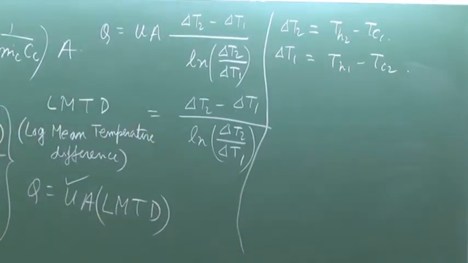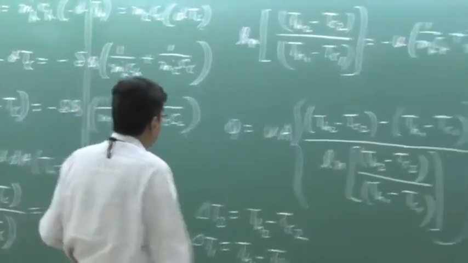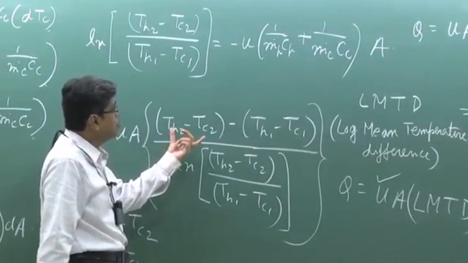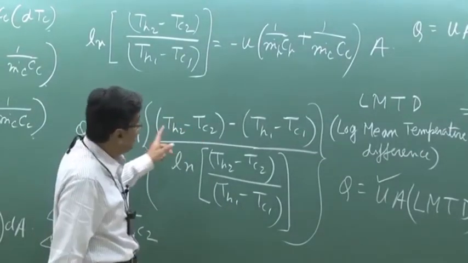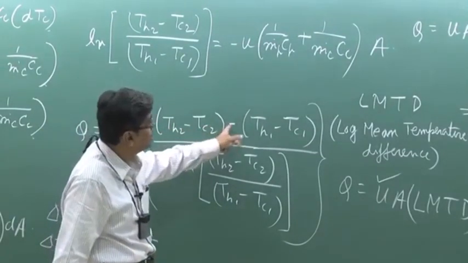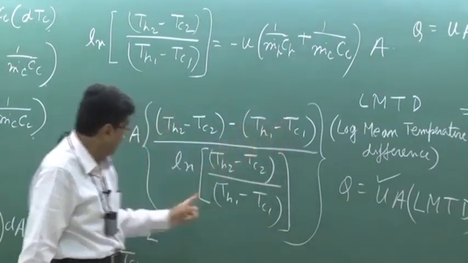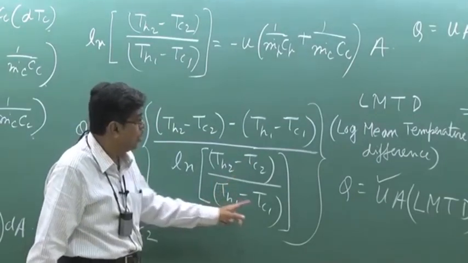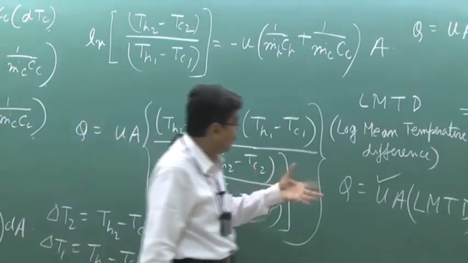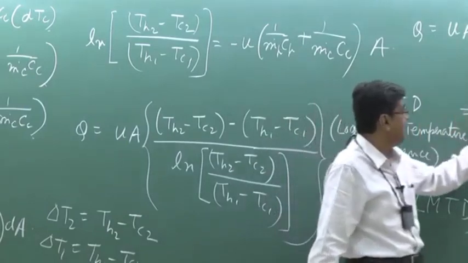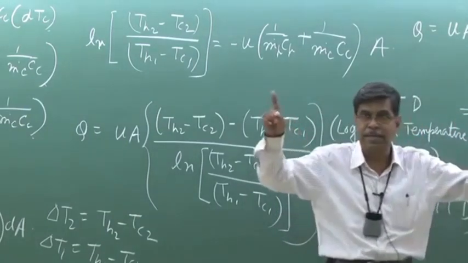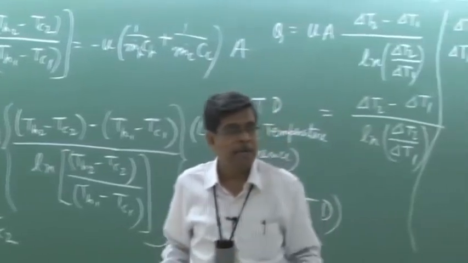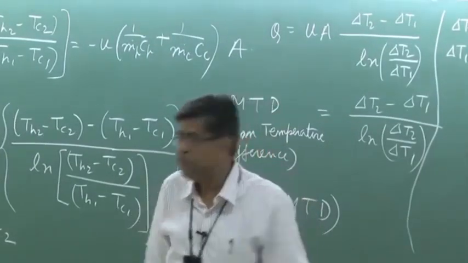How to derive it? I leave it to you as an exercise, very simple. How to derive this one? That means I have to come to this step where this will be UA times (TH2 minus TC1 minus TH1 minus TC2) divided by ln of (TH2 minus TC1) divided by (TH1 minus TC2), so that a generic formula will come out. LMTD is delta T2 minus delta T1, the difference of delta T's, divided by the ln of the ratio of delta T's. How to do it? Very simple. I tell you the catch because I will not waste time.